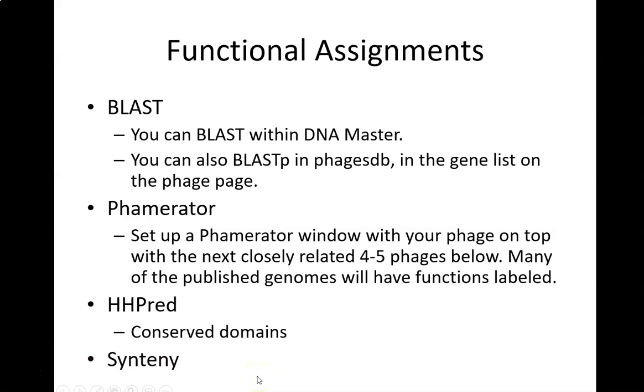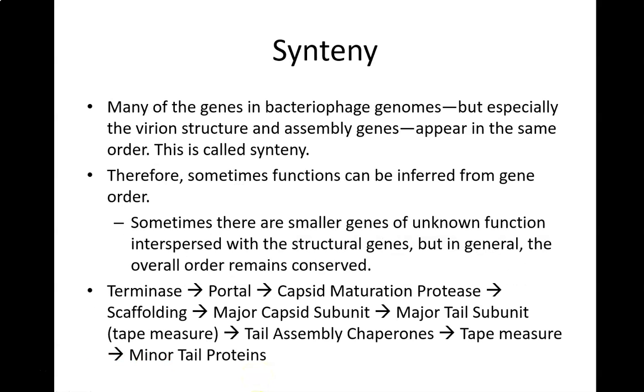So the last thing is synteny. A lot of the genes in bacteriophage genomes appear in the same order. For example, if you look at the 5' end for the proteins that make up the virus particle itself, we have terminase, portal, capsid maturation protease, scaffolding, minor capsid subunit, major tail subunit, tail assembly chaperones, tape measure, and minor tail proteins. With phages, you never know. There can always be some variation, but we shouldn't have anything that's wildly different from this.